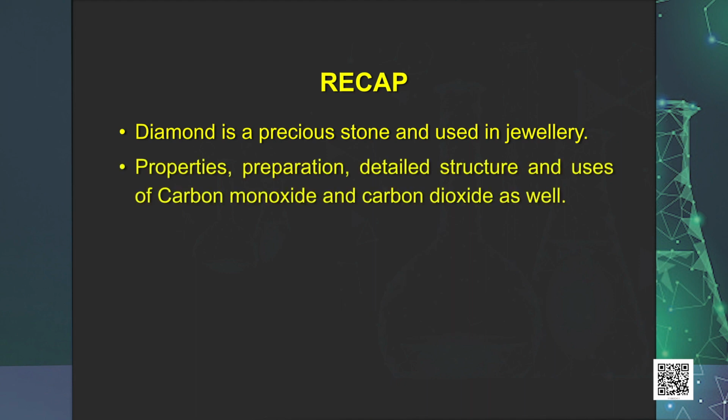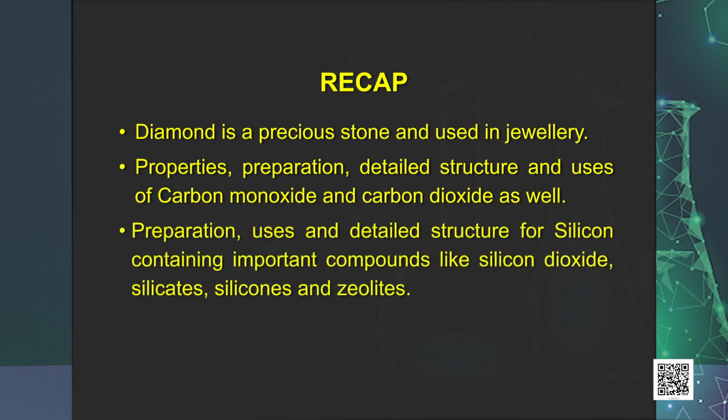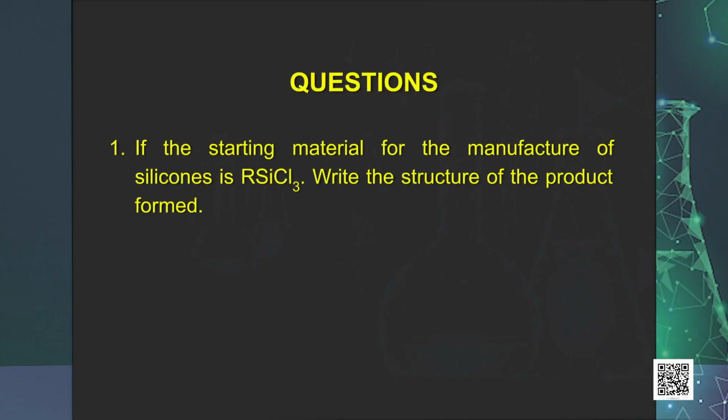Properties, preparation, detailed structure and uses were studied for carbon monoxide and carbon dioxide as well. Preparation, uses and detailed structure were also studied for silicon compounds like silicon dioxide, silicates, silicones and zeolites. As we end our session, try to solve the following question. If the starting material for the manufacture of silicones is RSiCl3, write the structure of the product formed.